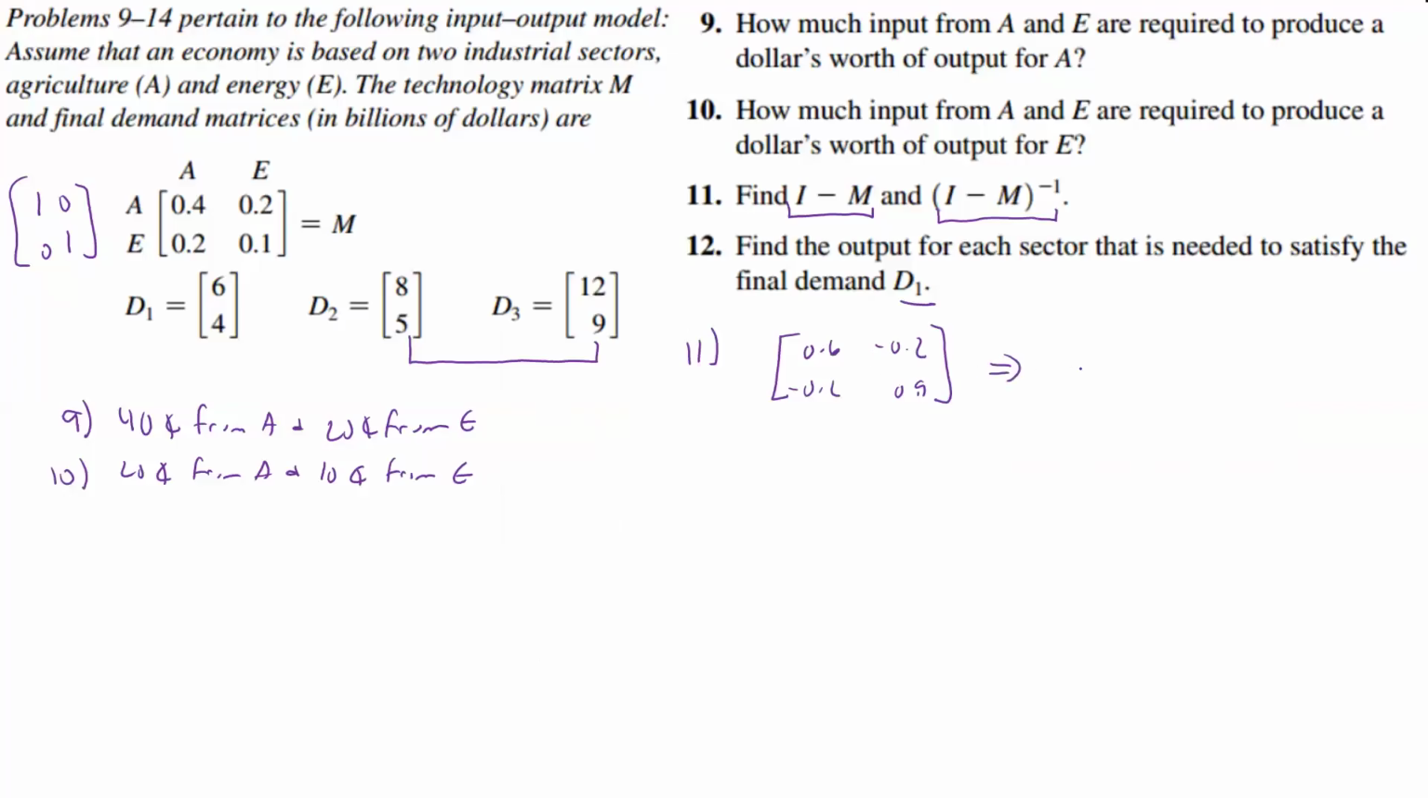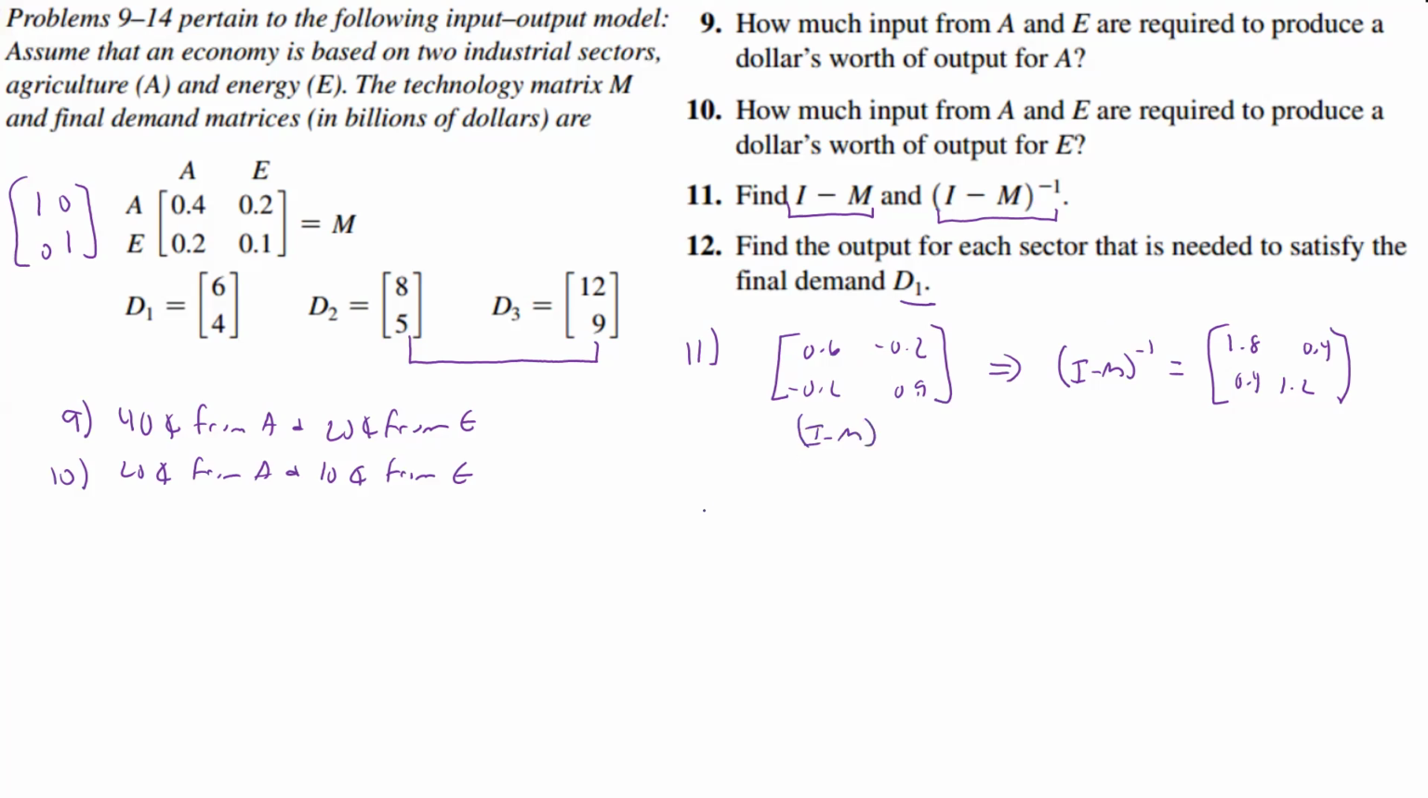So then this gives I minus M inverse equals, and that again was 1.8, 0.4, and then 0.4 and 1.2. And so that is the matrix I minus M inverse. Again, that's the I minus M here.